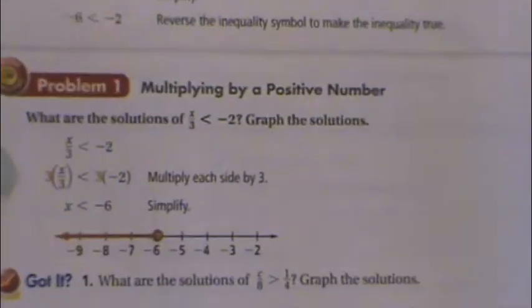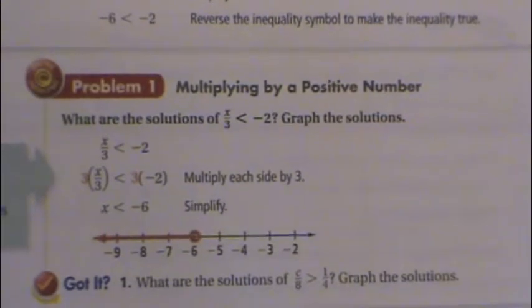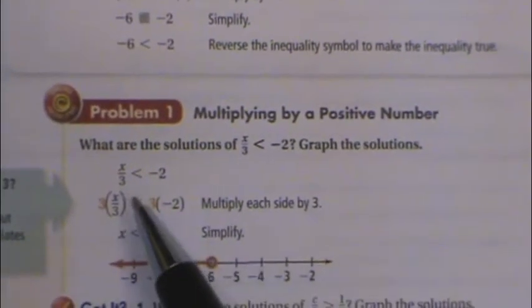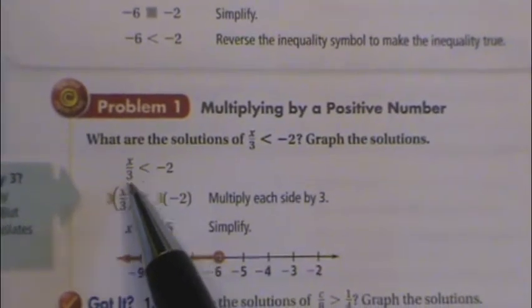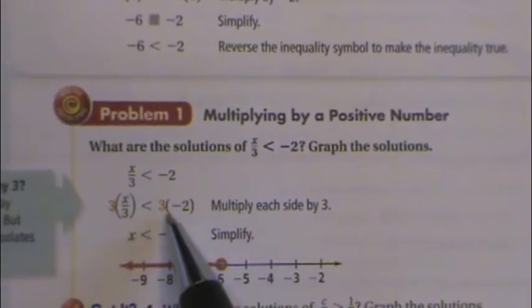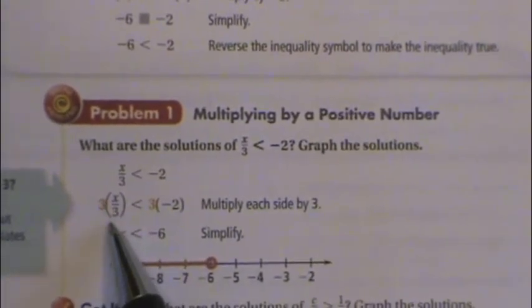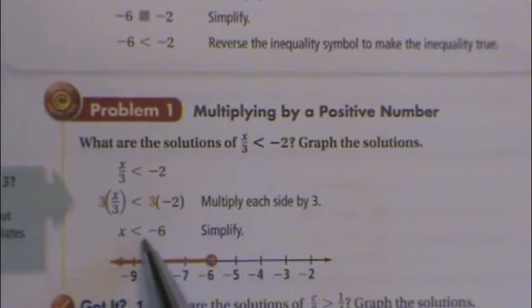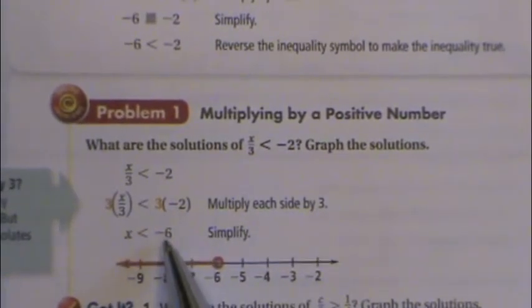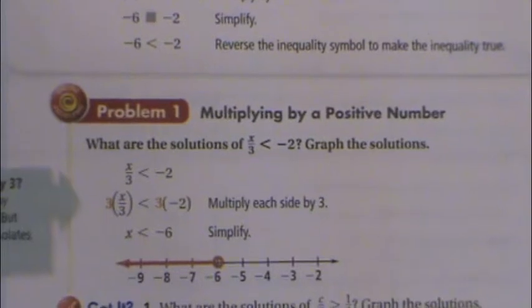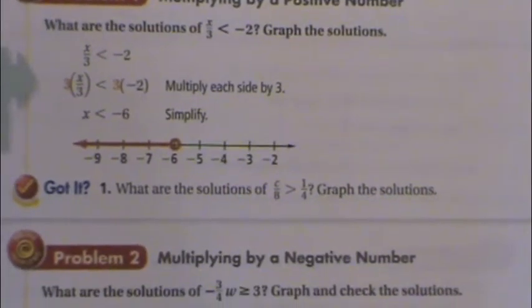Okay, what are the solutions of x over 3 is less than negative 2, and graph it? Well, we know that to isolate the x, we're going to have to multiply each side by 3. It's positive 3, so we don't have to worry about changing this. Those 3's cancel out. We end up with x on this side. We end up with 3 times negative 2, which is negative 6 on this side. And here's our graph. Open circle at negative 6, moving to the left, because x needs to be less than that. Got it, number 1. Go ahead and put it in your notebook.